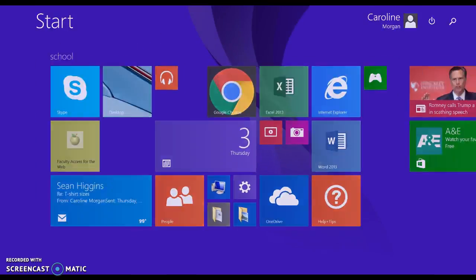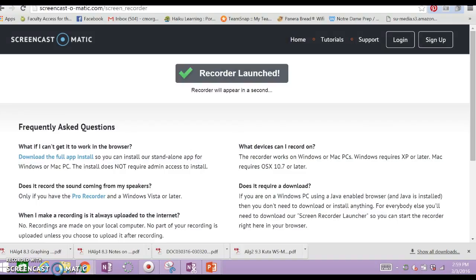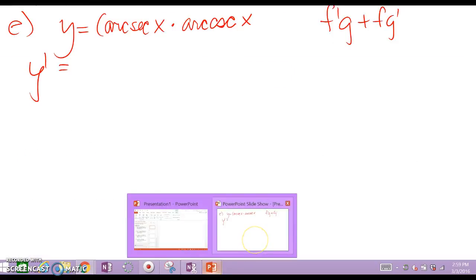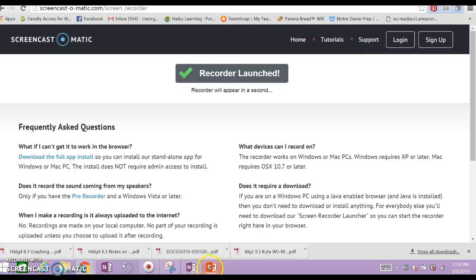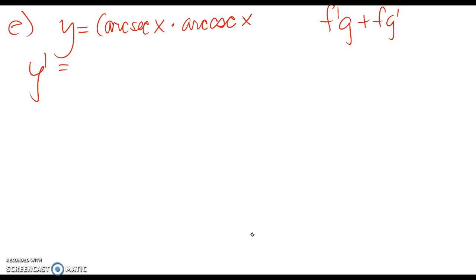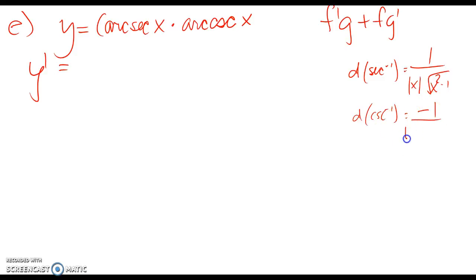So sorry about that. It keeps wanting to do that when I hit it. So the derivative of secant inverse is 1 over absolute value of x, x squared minus 1. And the derivative of cosecant, guess what? We said is the negative of that.